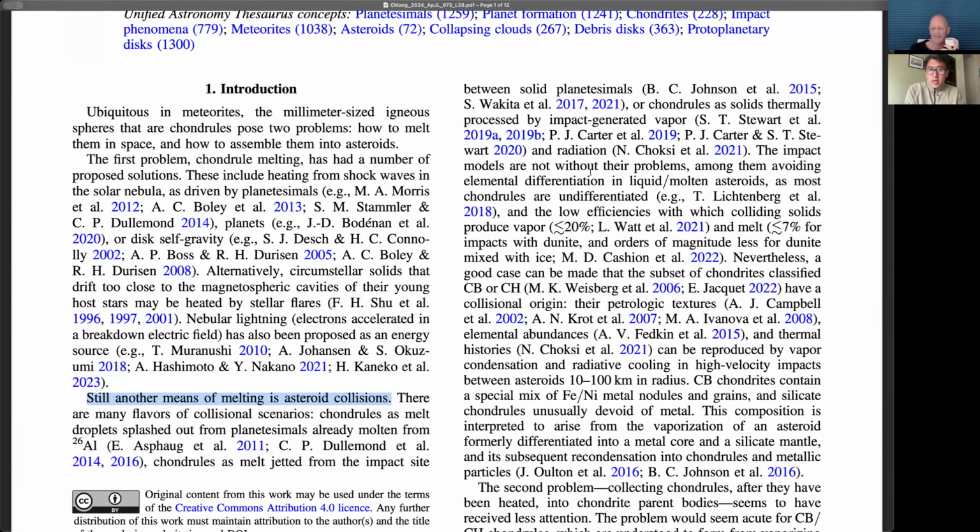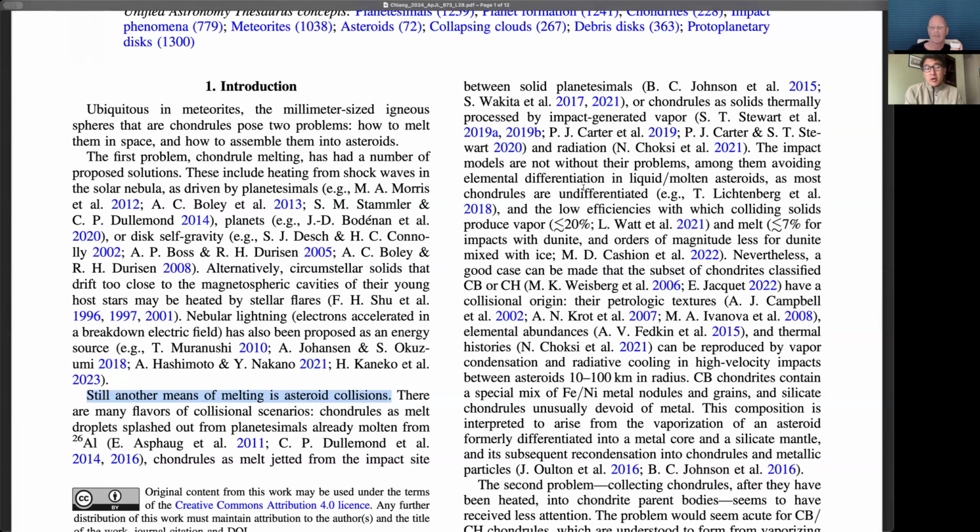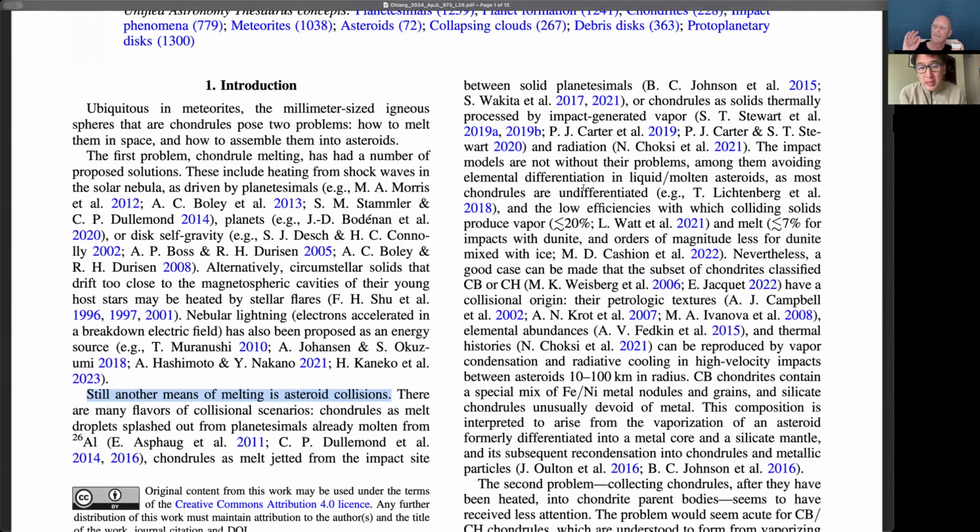This work was really inspired by a talk that Sarah Stewart gave several years ago, talking about a possible melting mechanism, asteroid collisions. Back in the day, asteroids smashing into each other at super kilometers per second speeds, approaching 10 kilometers per second, if not even higher, vaporizing collisions that can also produce melt.